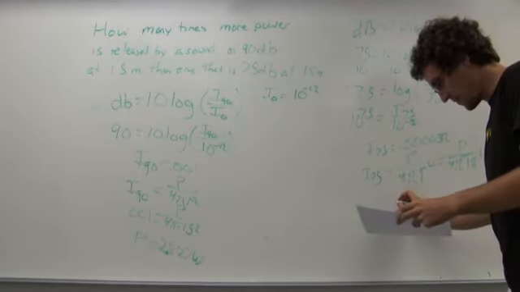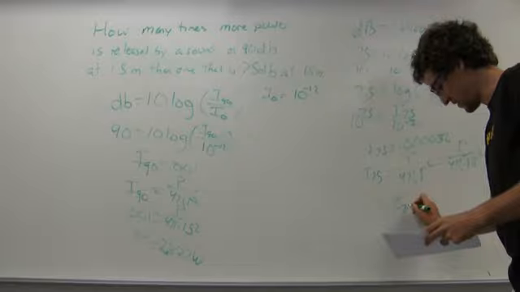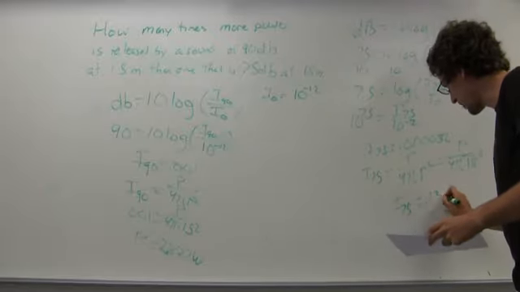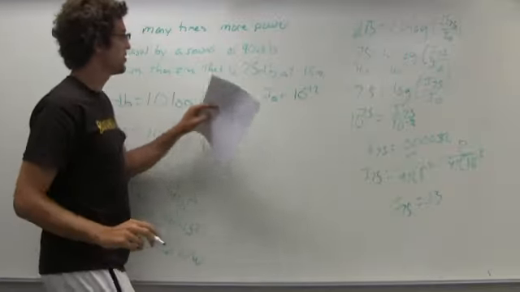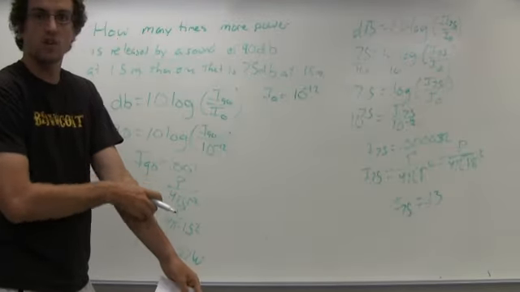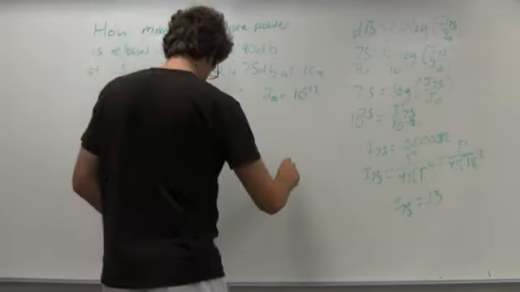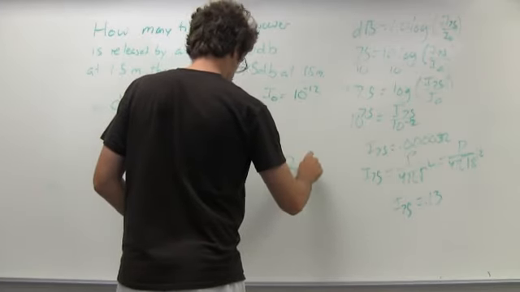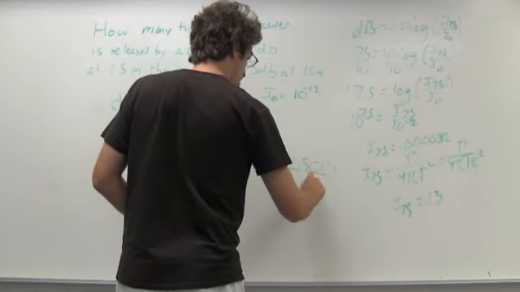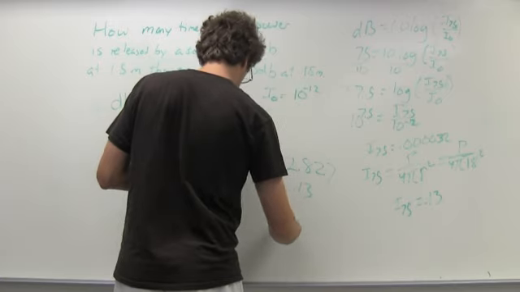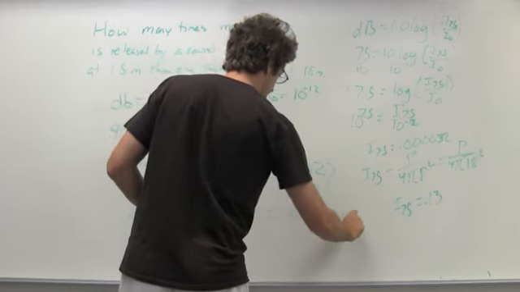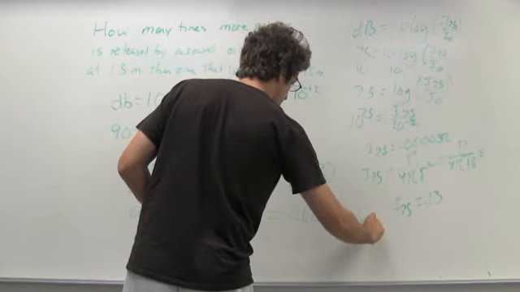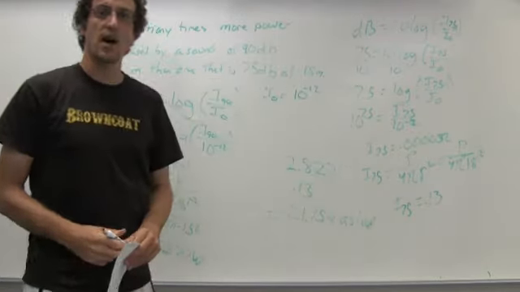We should get that the power for the 75 decibel sound is 0.13. Now, to get the ratio, how many times more power is released by the louder one than the quieter one? We would get 2.827 over 0.13, and that's going to equal 21.75 times as much power. And that's a decibels problem.